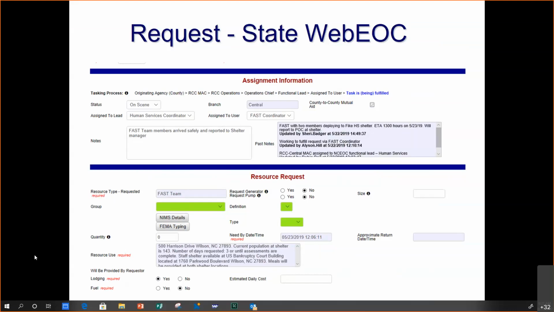Down below where it says resource use is information that can describe the need at the shelter by whoever's requested. That'll go in, and then the previous slide, that's where that will stay through its progression of requested, en route, unable to for some reason, or completed. Next slide.